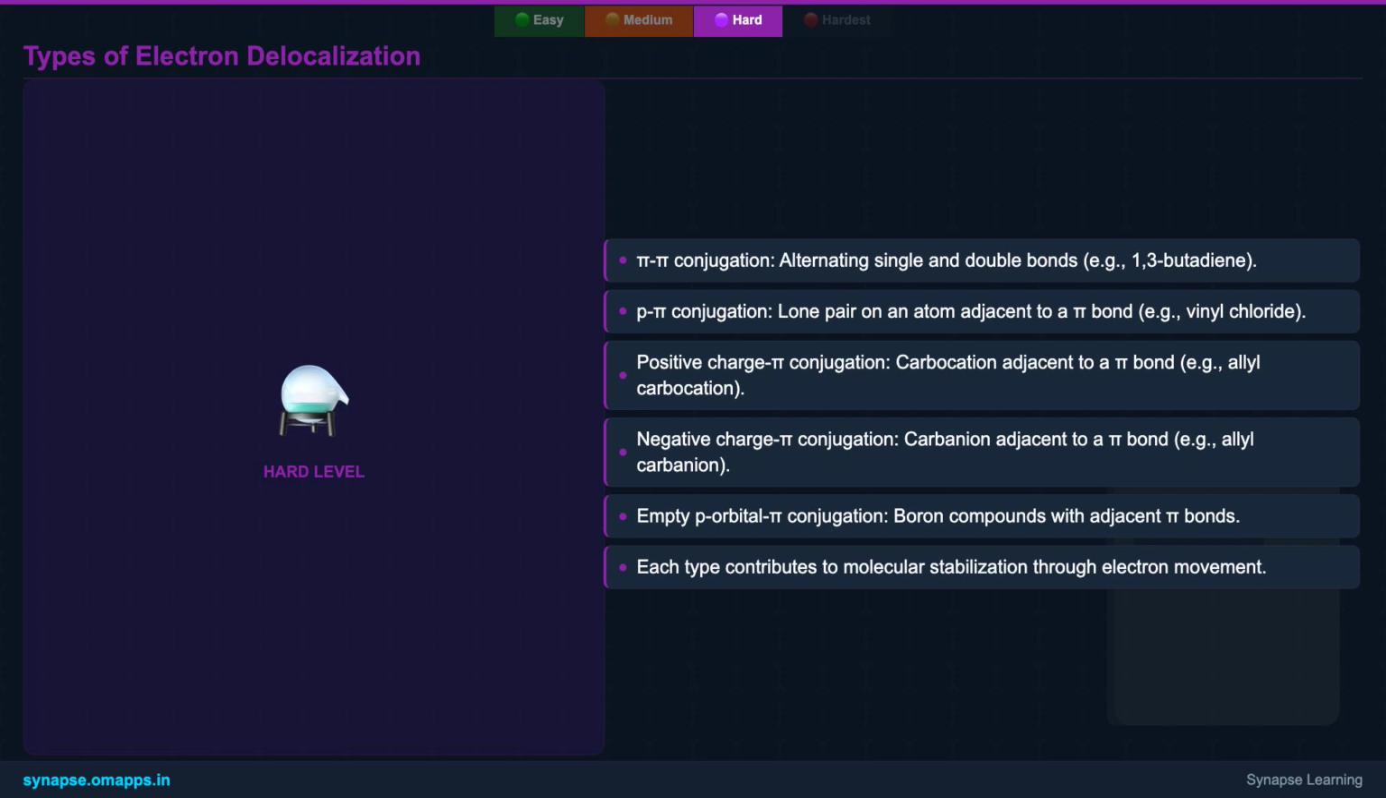We have pi-pi conjugation, where alternating single and double bonds allow pi electrons to delocalize, as seen in 1,3-butadiene. Then there's p-pi conjugation, involving a lone pair on an atom adjacent to a pi bond, like in vinyl chloride. We also encounter positive charge pi conjugation, where a carbocation is next to a pi bond, stabilizing it, as in an allyl carbocation. Similarly, a negative charge pi conjugation involves a carbanion adjacent to a pi bond. Each type of conjugation contributes uniquely to the overall stability and reactivity of the molecule by spreading out electron density.